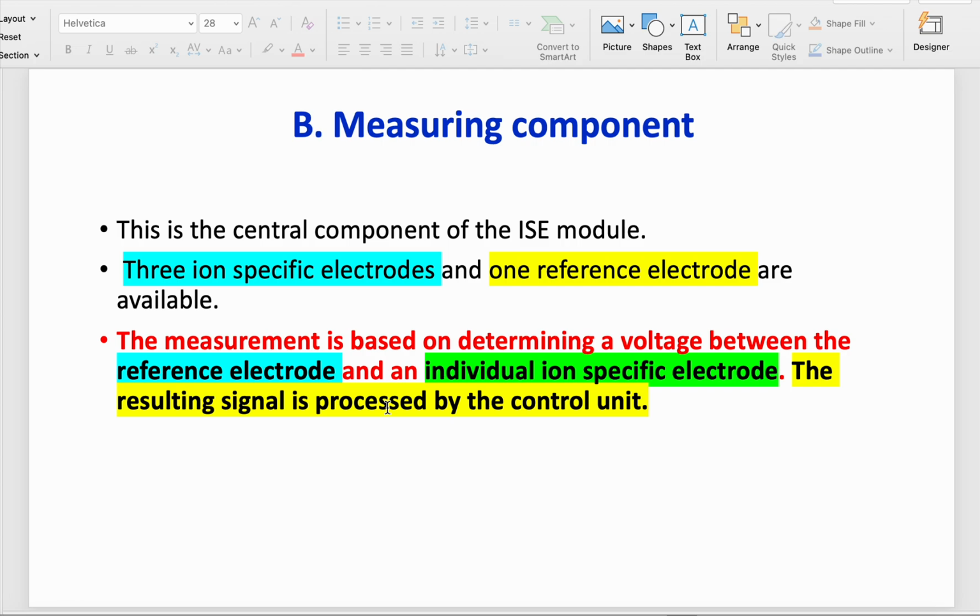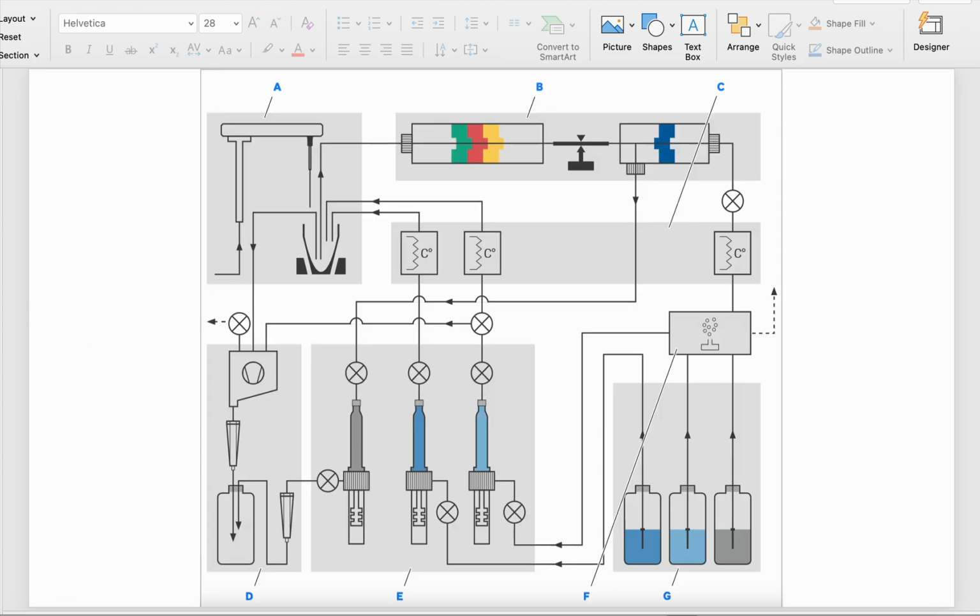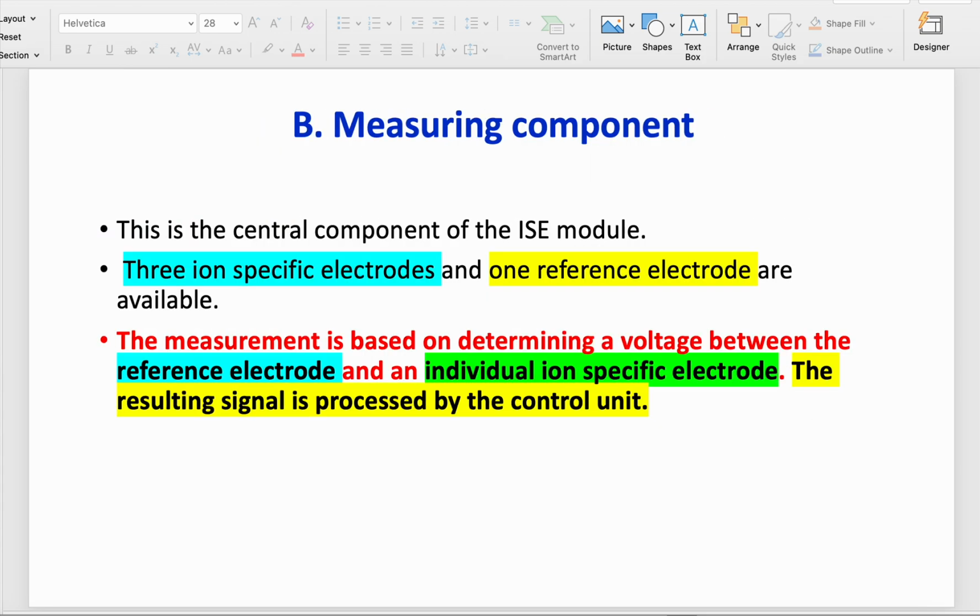And this is the second one, the measuring component. It consists of 3 ion specific electrodes and 1 reference electrode.